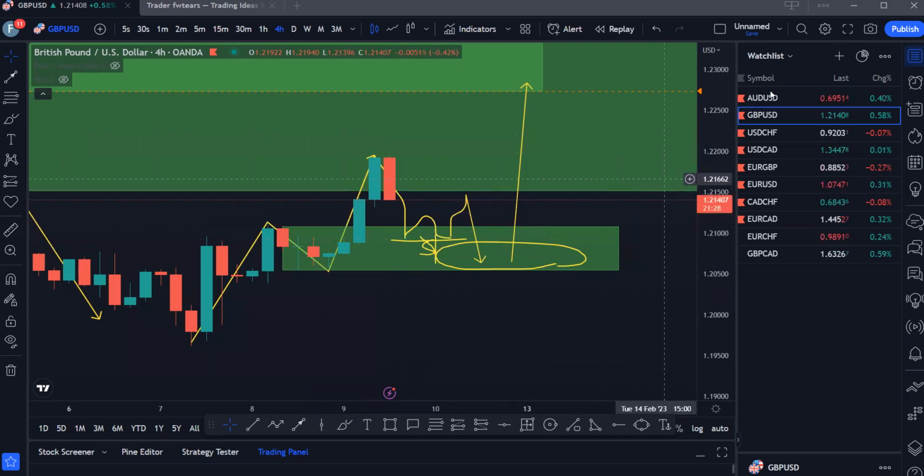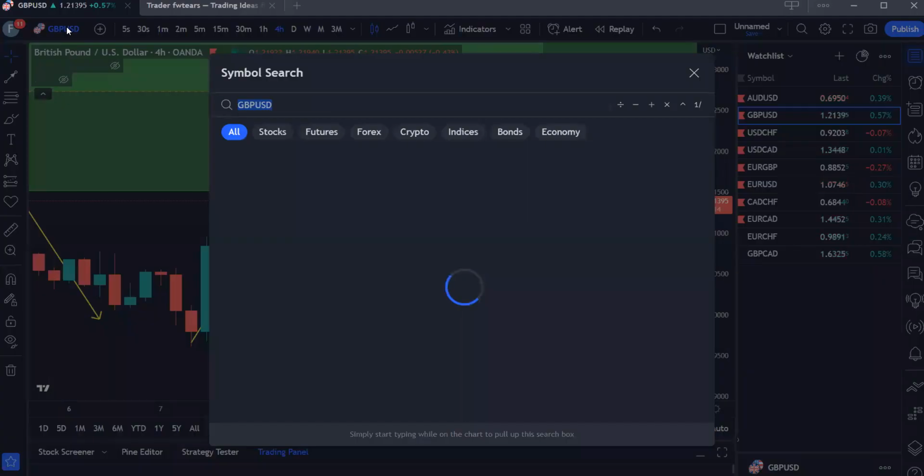All right, so that is GBP USD. The next setup that we're checking out is by Zacchaeus, which is gold, and Victor Elisha, gold. So let's check out gold. Let's check out gold quick.